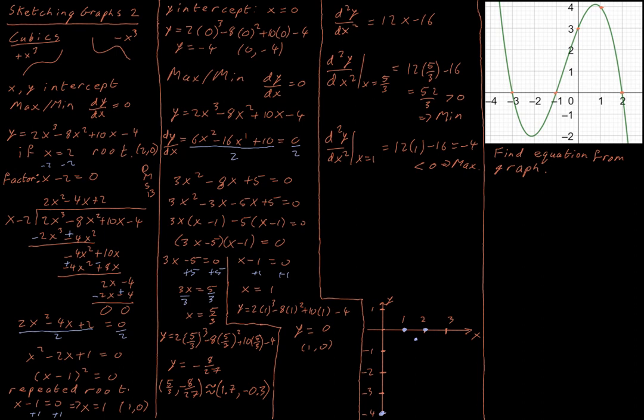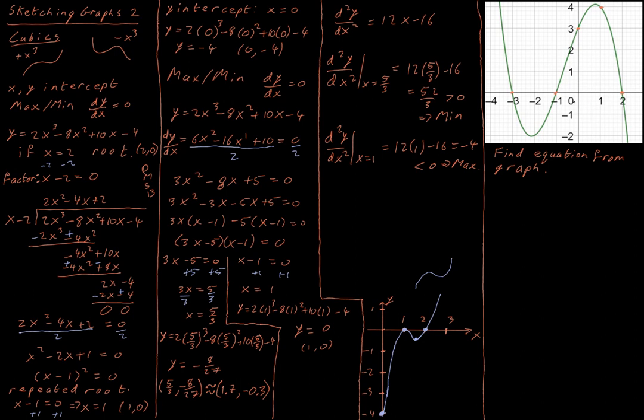And now I draw in my key points that I found. I know that x is 1 is going to be a maximum, and I also know that it's a repeated root. So I can now connect the dots, and I know that my general shape for a positive cubic is going to be like this. And we see how we connect the dots.